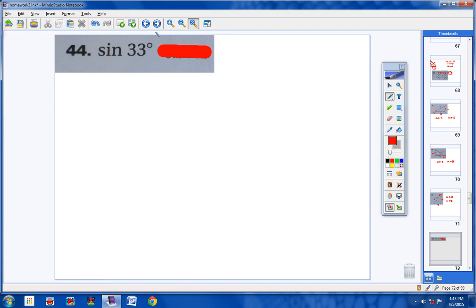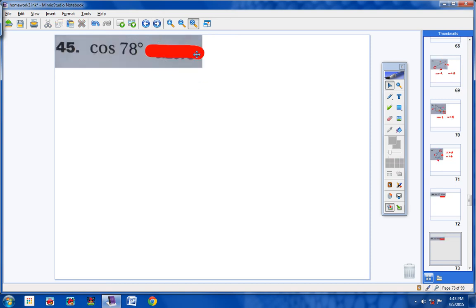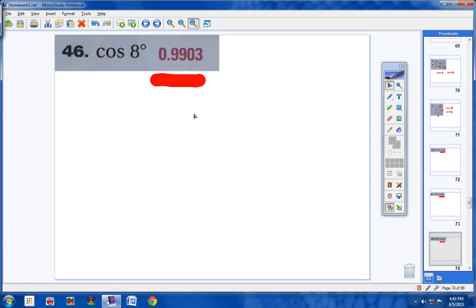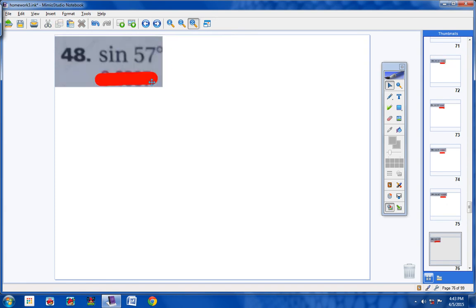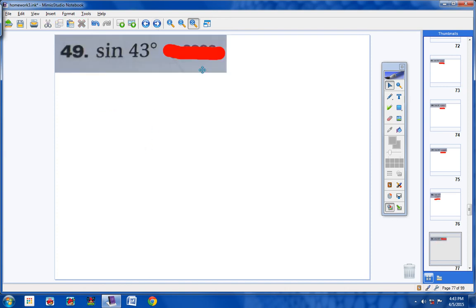Now numbers 44 through 53, I'm going to go pretty fast because you're just typing things into your calculators, okay? So here we go. The sine of 33, if you type it in correctly, will be this. Cosine of 78 would be this. Cosine of 8 degrees would be this. Sine of 40 would be this. Sine of 57 would be this. Sine of 43 would be this.